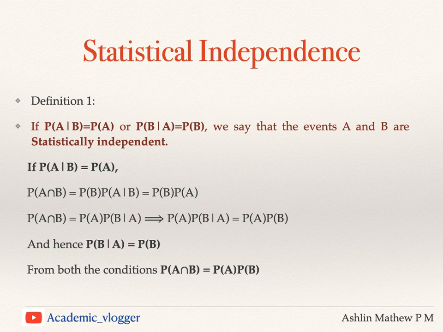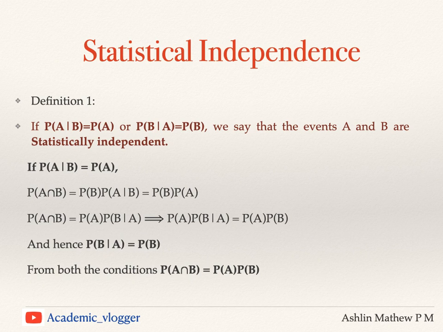From the first equation, probability of A given B is equal to probability of A, that means the given condition of B doesn't have any influence on the event A. That means we can say A and B are independent. Similarly, in the second case, probability of B given A is equal to probability of B means the event A, that is a given condition, doesn't have any effect on the event B. So in that case also we can say A and B are statistically independent.